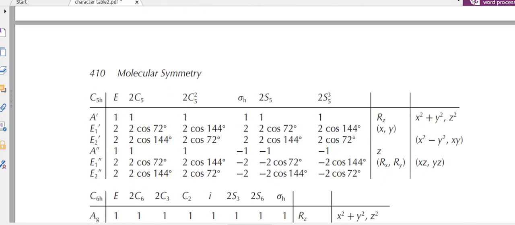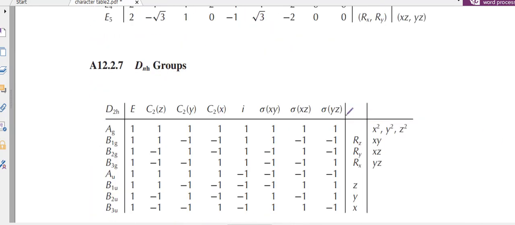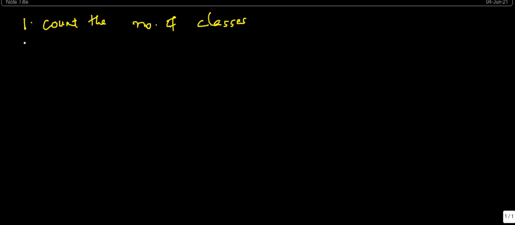Now if we come to D2H, the classes are written here. The number of classes you find are 1, 2, 3, 4, 5, 6, 7, 8. So there are totally 8 classes. Now you know how to count the number of classes.